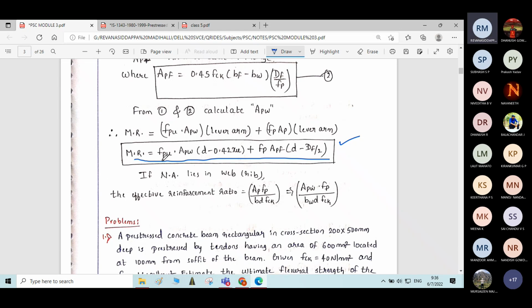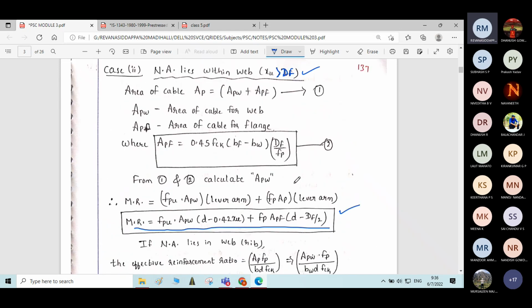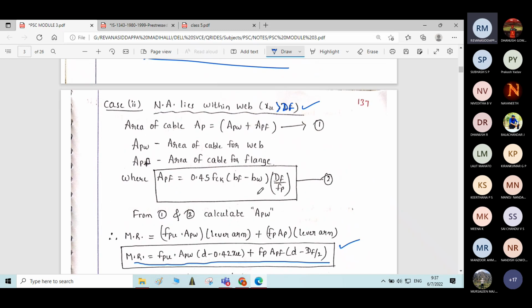Now here we can go through the formula. What is the formula? APU into APW, FPU into APW into D minus 0.42 XU plus FP into APF into D minus DF divided by 2 is the formula which you have to use for finding the moment of resistance. See, when the depth of neutral axis lies in the web, no?